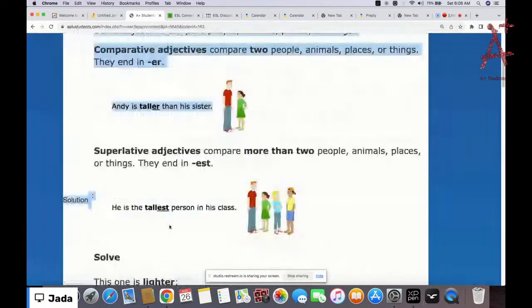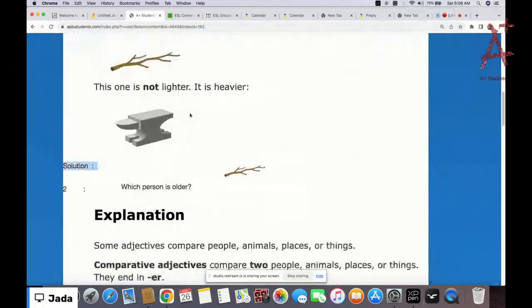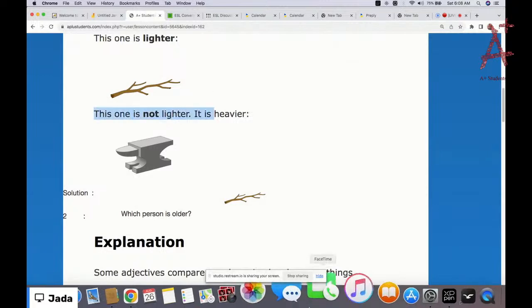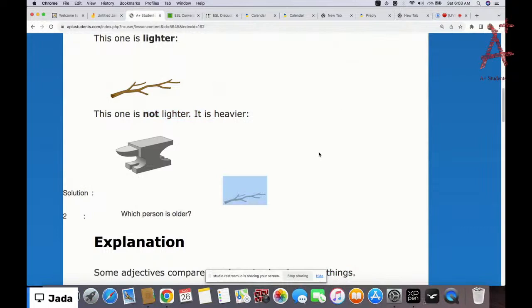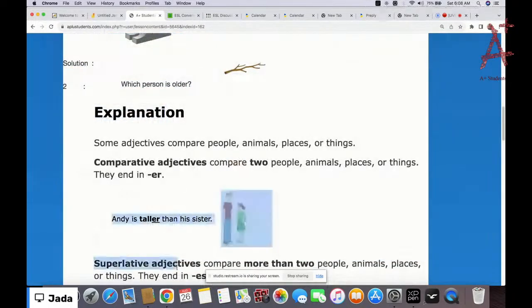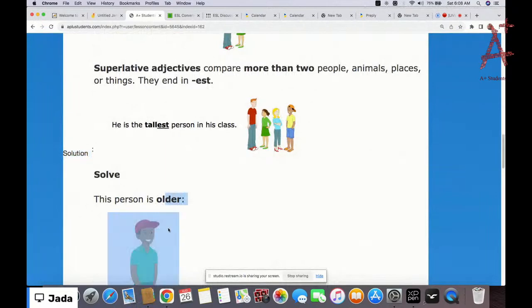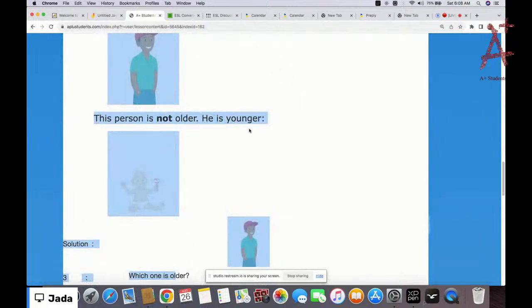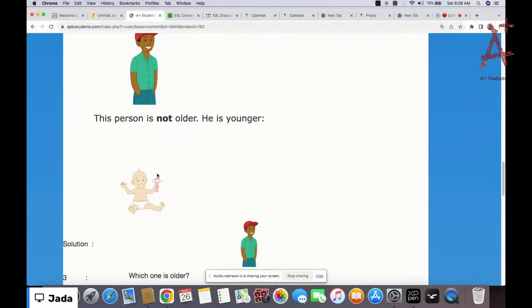So let's go down. We'll look at the two pictures, right? This one is not lighter, it is heavier. So you can have lighter or heavier. Then which person is older? Yes, this person is older. So this is the oldest person here. This person is not older, he is younger. This small baby here is not older than this man, he is younger. So this man is the oldest and this one is the youngest.